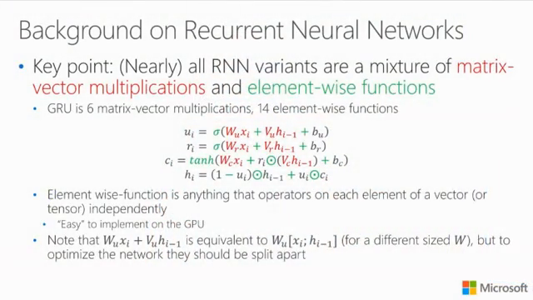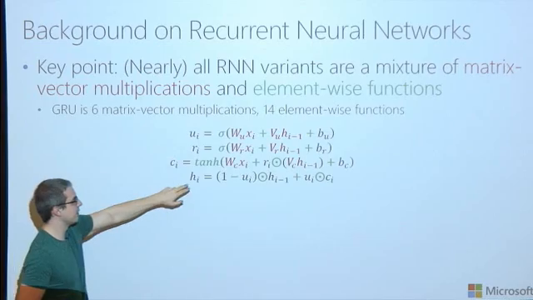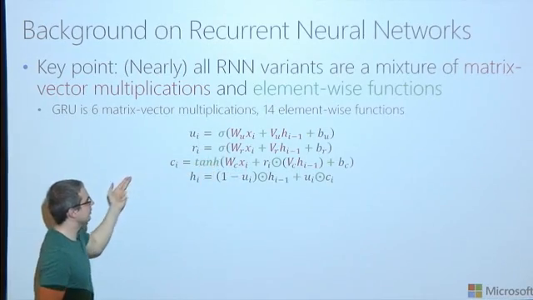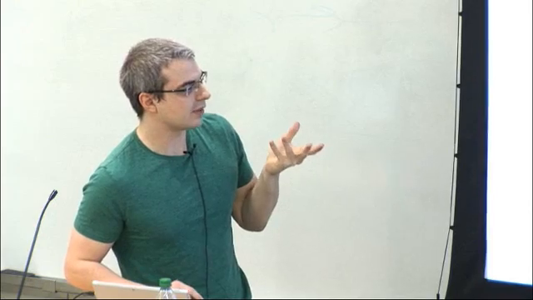The key point is that it's a mixture of matrix-vector multiplications and element-wise functions. In this case, we have these 6 matrix-vector multiplications and then a bunch of element-wise functions, 14 of them. An element-wise function is basically anything that operates on each element of a vector or a tensor independently. So these are fairly easy to implement on the GPU.